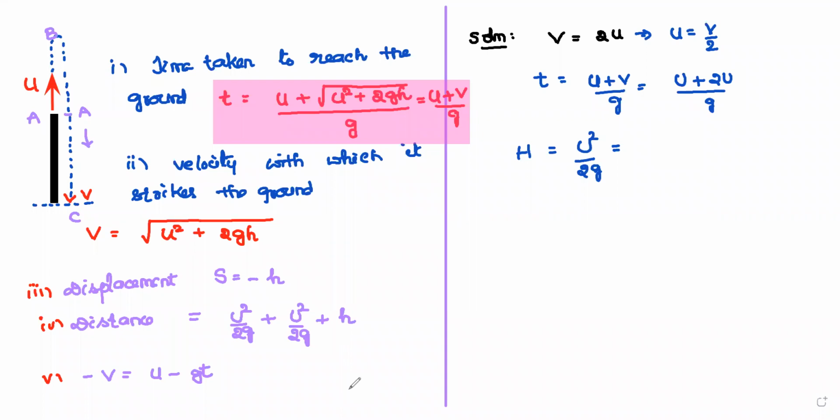I'm seeing someone posted here. Yes, even you can use this formula, Nana. By this formula also you will get 3U by G. T he is asking. H is not given. Time we require. Okay.